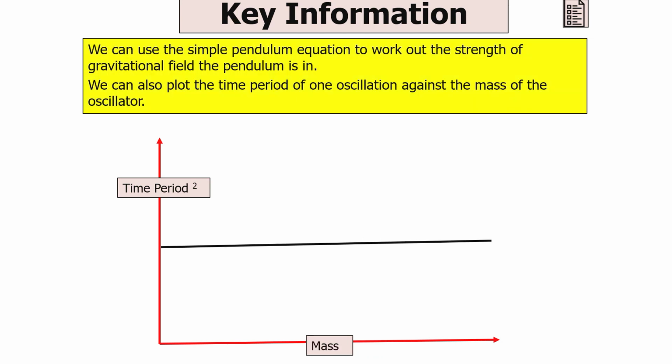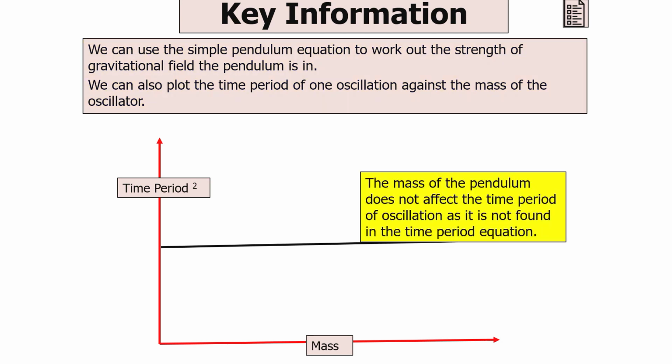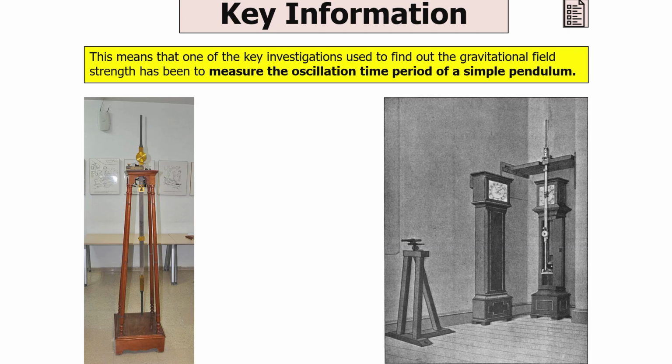We could also plot the time period of one oscillation against the mass of the oscillator. Once again, the mass of the pendulum does not affect the time period of oscillation, as it's not found in the time period equation. This means one of the key investigations used to find the gravitational field strength has been to measure the oscillation time period of a simple pendulum.